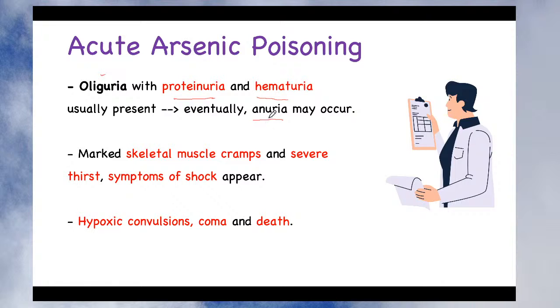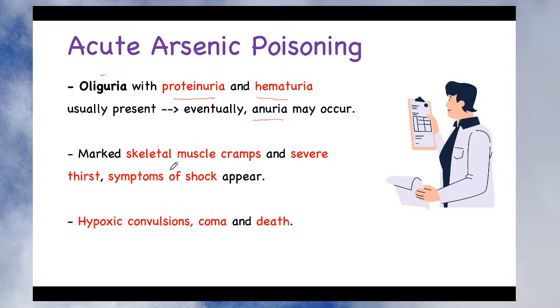Maybe you need to use a cannula and tube to remove the urine from the bladder, because on his own he will not be able to urinate due to the problem of proteinuria, hematuria, and the attack of the arsenic on the kidney cells. Okay, so this is another symptom of arsenic poisoning.